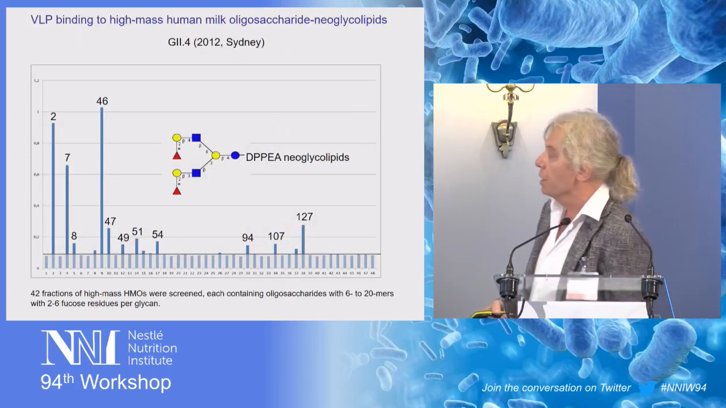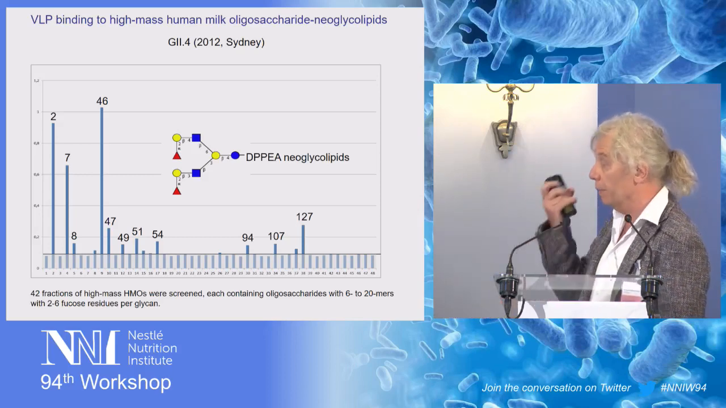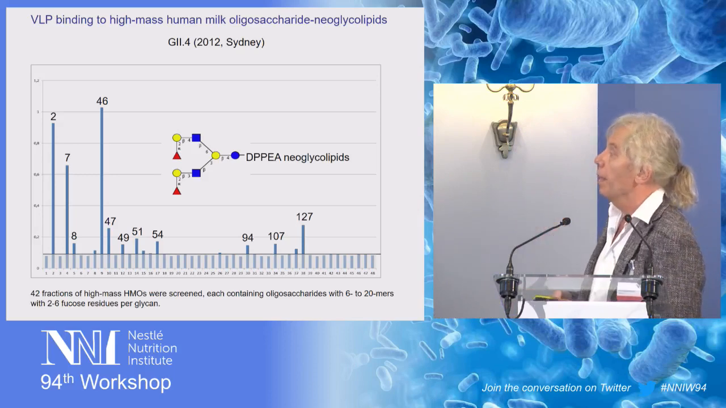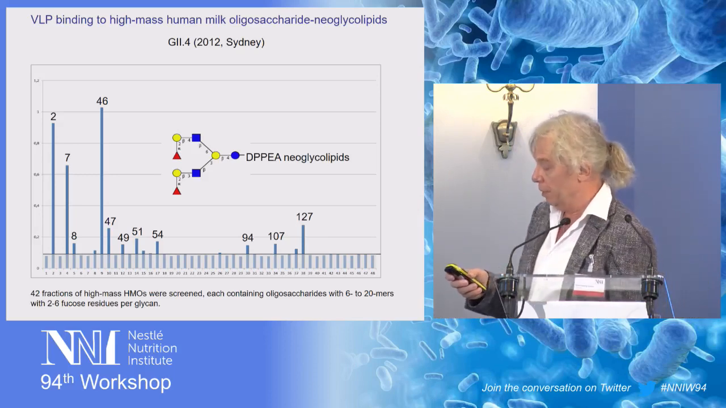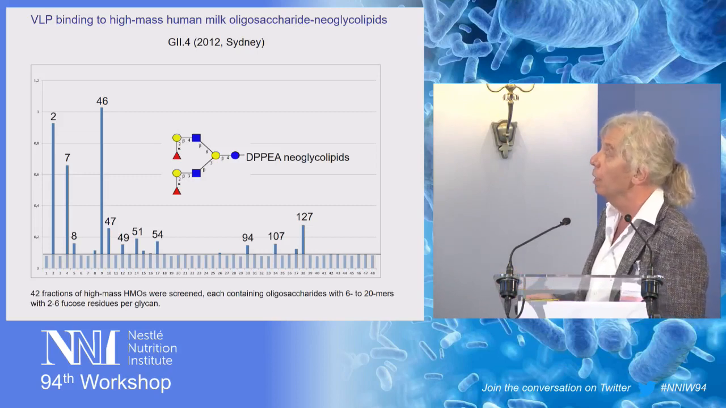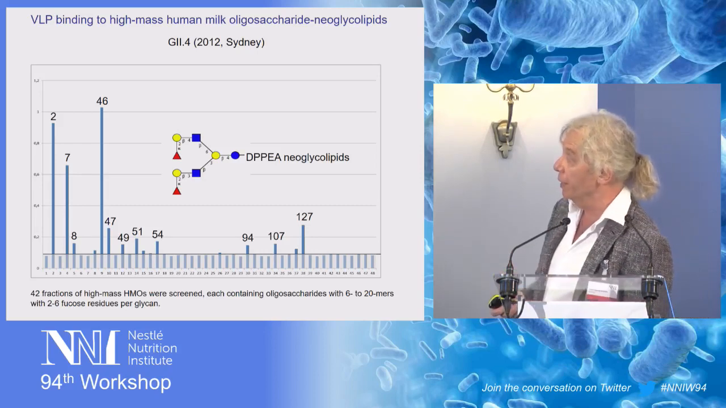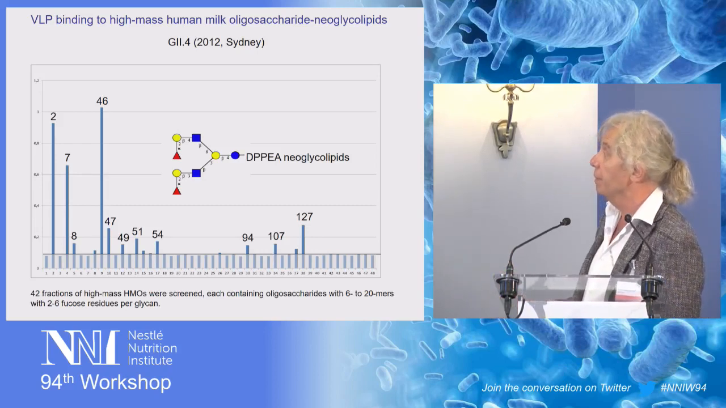Now, we did the same with the 42 fractions provided by Clemens Kunz, and we could demonstrate that not all fractions were active. Most fractions were inactive at all, but a couple showed some significant binding activity.